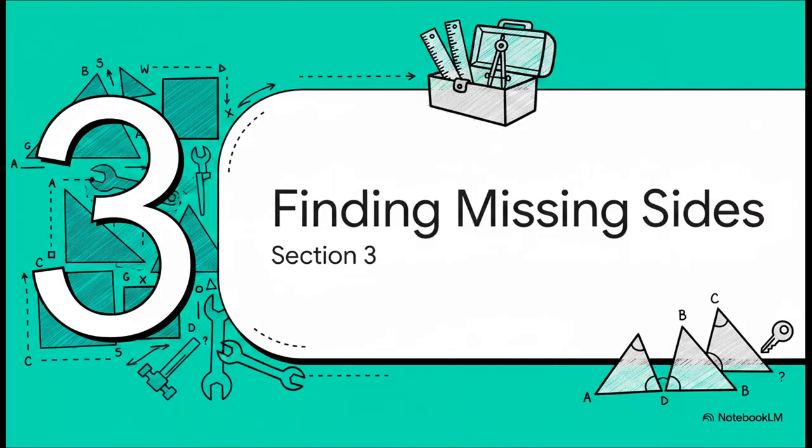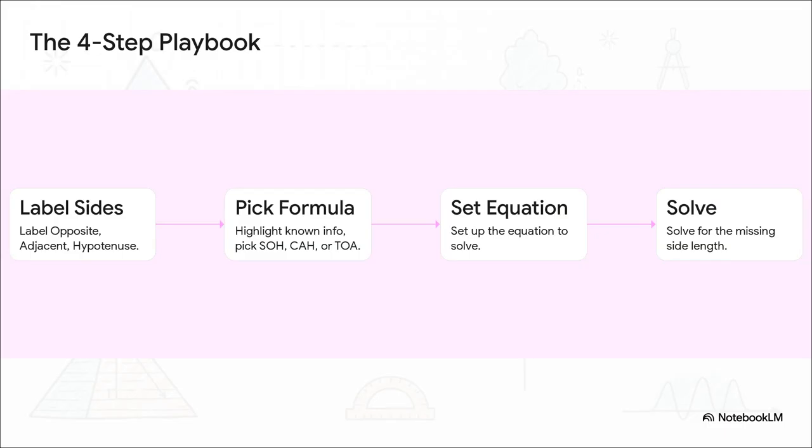Okay, section 3, finding missing side lengths. Earlier, I promised you a practical toolbox, and right now, I'm handing over the ultimate math cheat codes. This 4-step playbook you're seeing is absolutely crucial. It's a rock-solid, repeatable process that puts you in total control of literally any right triangle problem. Step 1, label your sides, opposite, adjacent, hypotenuse, just like we just practiced. Step 2, highlight the info you actually know and pick your formula, SOH-CAH-TOA. Step 3, set up the equation. And step 4, solve it.